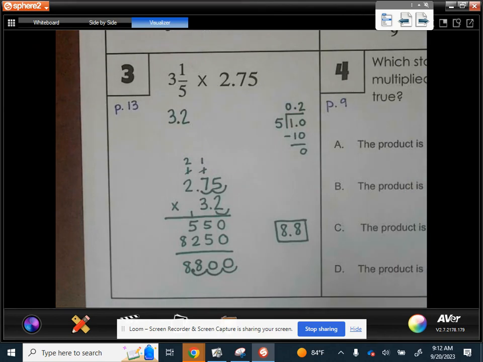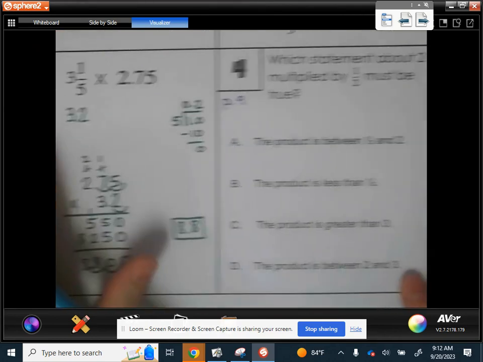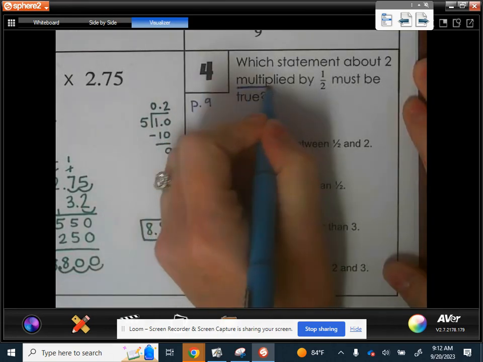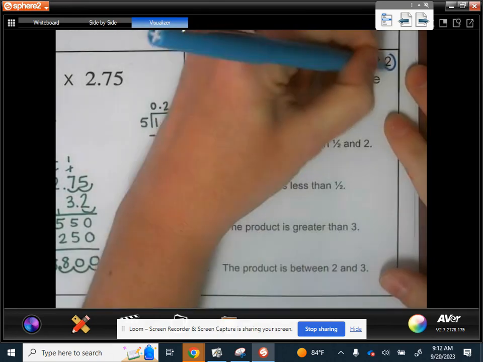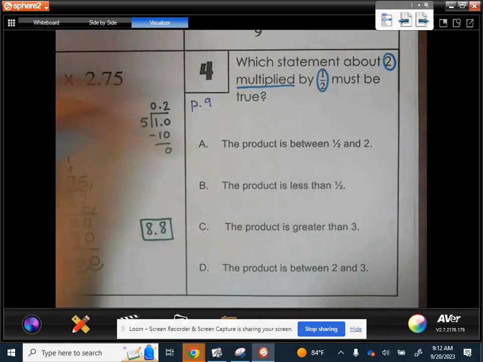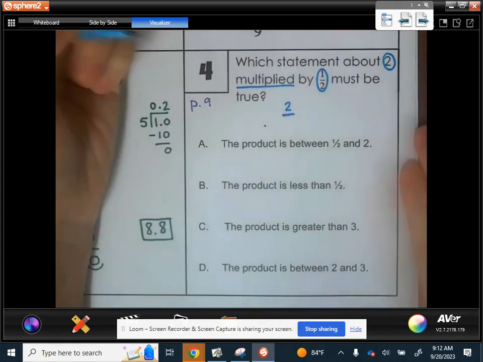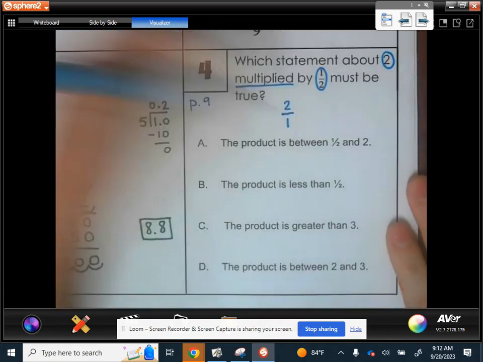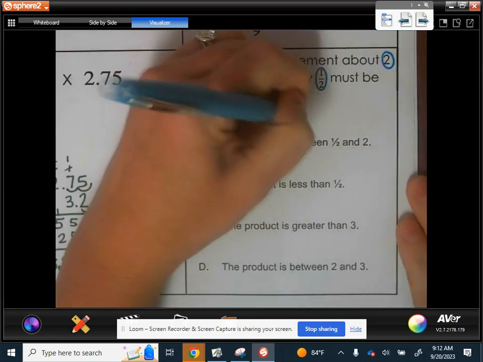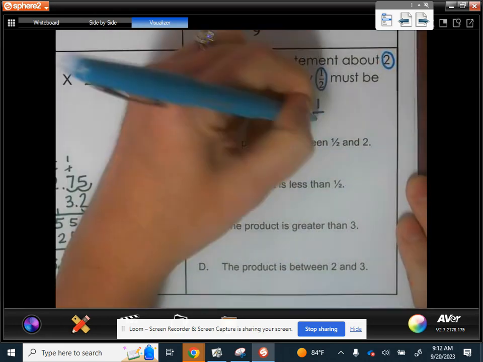Question 4 says, which statement about 2 multiplied by 1/2 must be true? If it's talking about something being multiplied, the easiest thing for us to do is to actually multiply those together. And again, page 9 has multiplying fractions. If we have a whole number like 2, we have to give it a denominator of 1. 2 divided by 1, same thing as 2. We're multiplying that times 1/2.